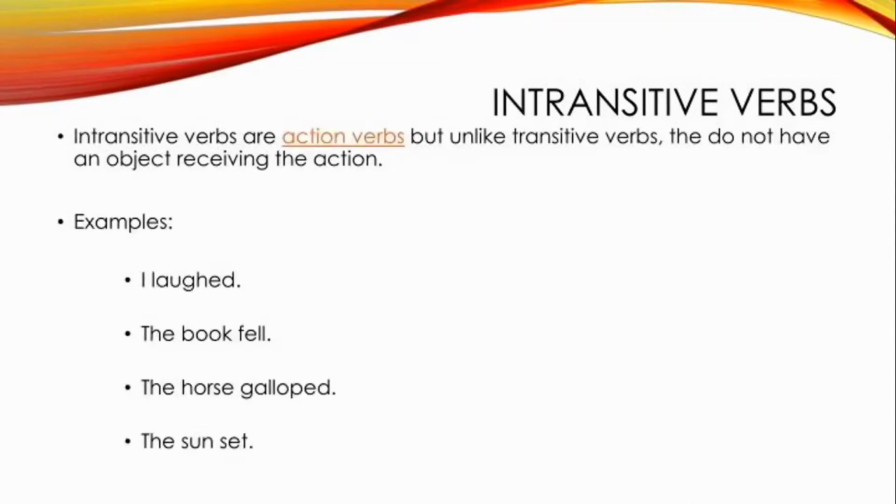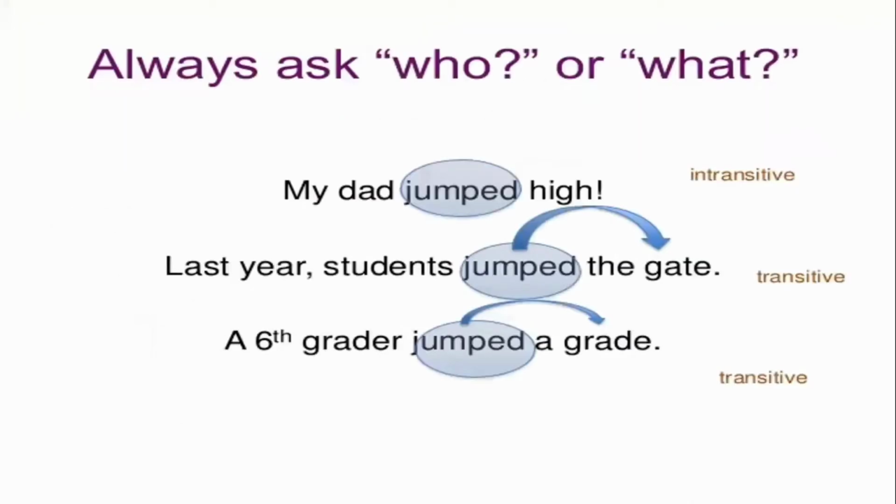So intransitive verbs are also action verbs, right? They are also action verbs. They do not have an object, right? I laughed, the book failed, the horse galloped, the sun set. So in this way, they don't require an object in order to give the complete sense, right?